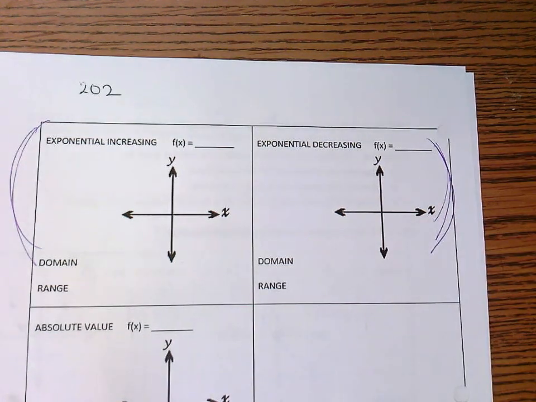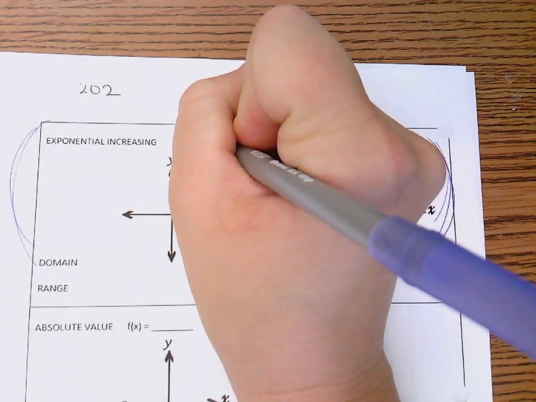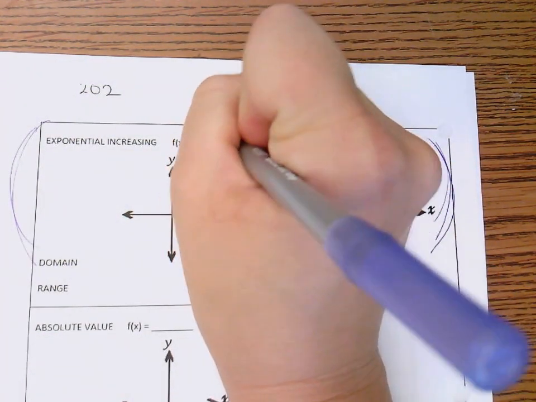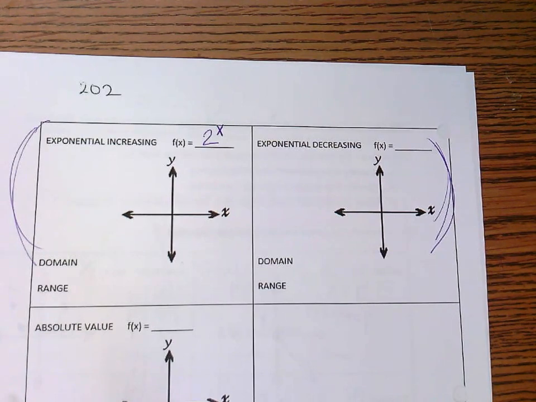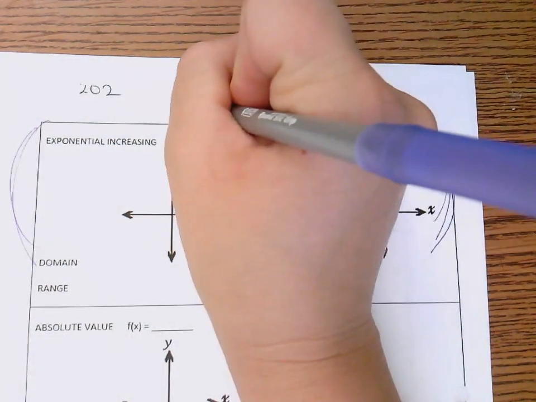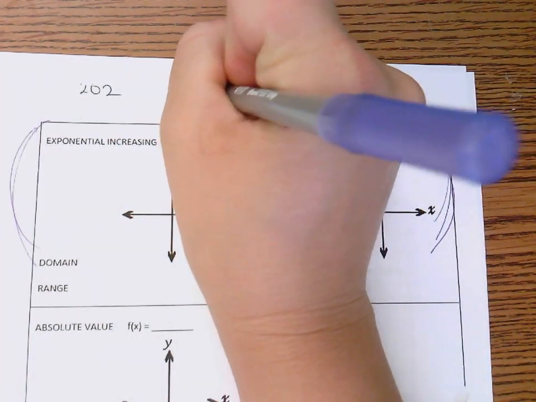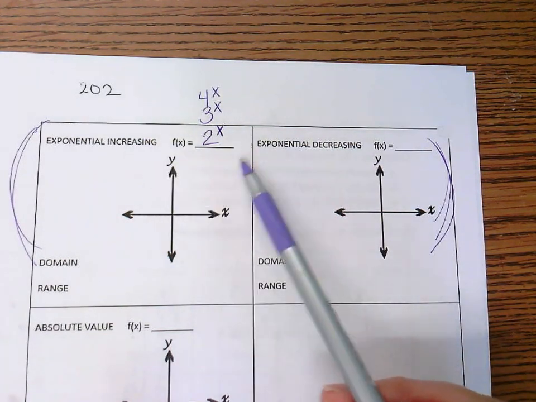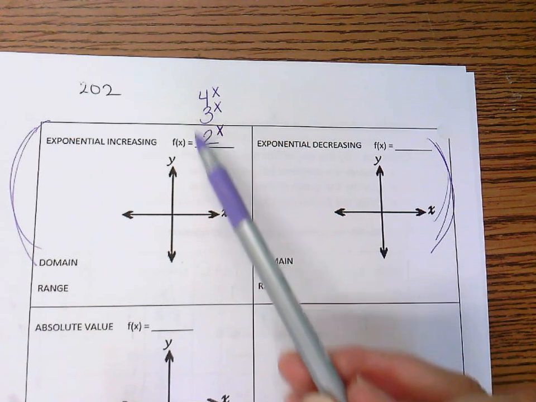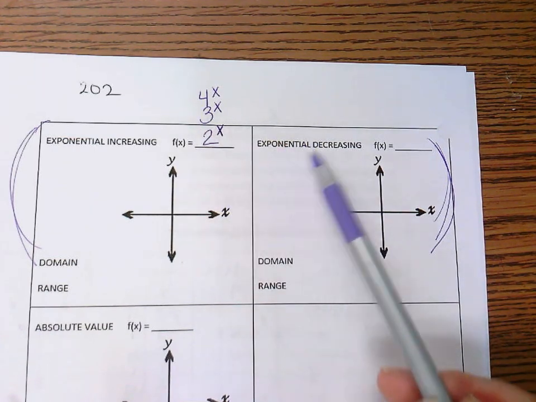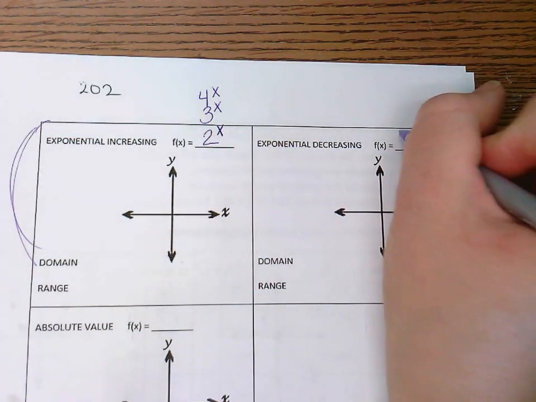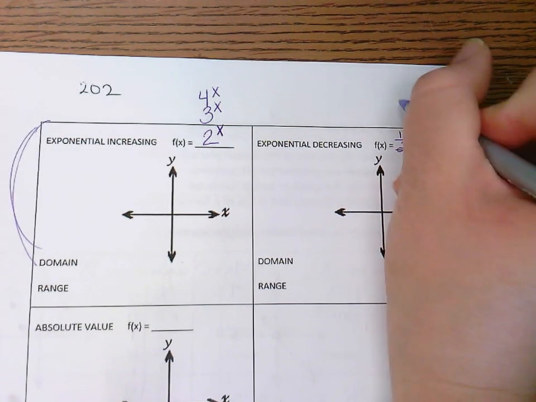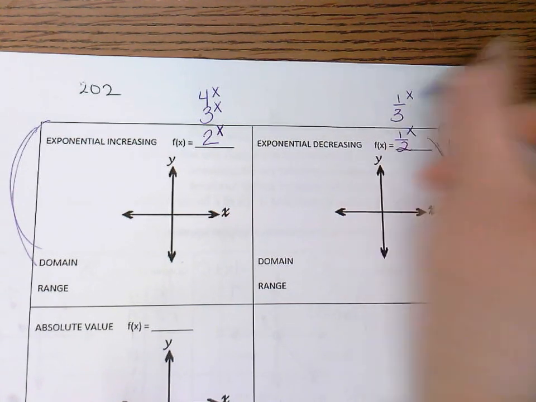You know, so if I'm asking you transformation rules, I'm probably not going to pick exponential a lot of the time. I'm going to pick 2 to the x as my function, but it could really be 3 to the x or 4 to the x. So exponential increasing, this base has to be bigger than 1. Exponential decreasing, it's going to be a fraction, like 1/2 to the x or 1/3 to the x.